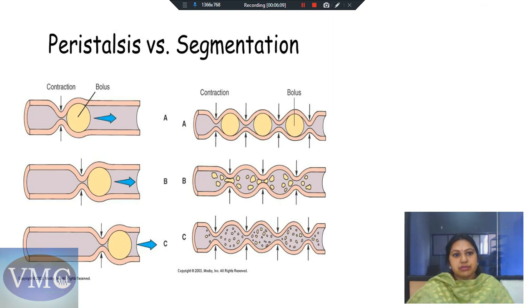So here I have shown how this contraction is different from peristalsis. The most important difference is that peristalsis is a propulsion. The contraction is ahead and the bolus is pushed in the caudal direction. So this is peristalsis. But the segmental contractions are up and down, to and fro, forward and backward. So this is what the segmental contraction is.